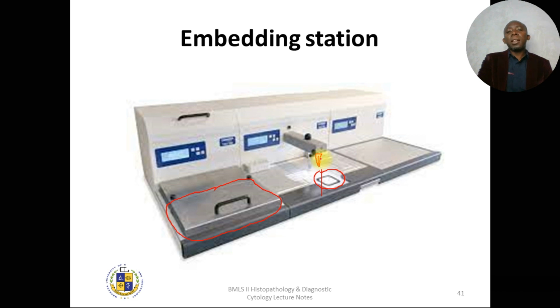When you press on it, the wax will be dispensed in the mold, and then you can pick your tissue, insert it in the mold, and on this cold point you orient the tissue. After you have oriented the tissue very well, you put the cassette on top of your mold, continue dispensing the molten wax, fill up the cassette, and then transfer it to this cold plate. This is a cold plate which will allow the molten wax to solidify and form a tissue block. That's how this embedding station works.